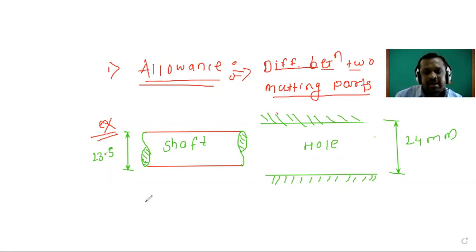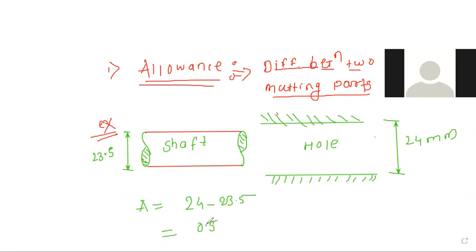Then what is meant by the allowance? Allowance is nothing but the difference between two mating parts. Then 24 minus 30.5. What is the allowance here? Yes, 0.5. 0.5 mm is the allowance. It is called the allowance.